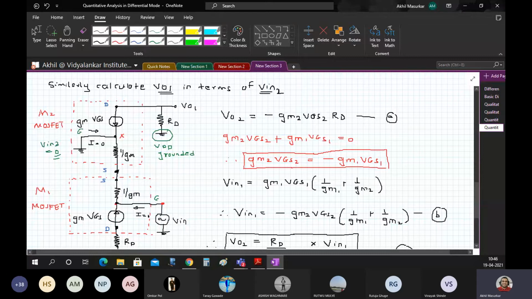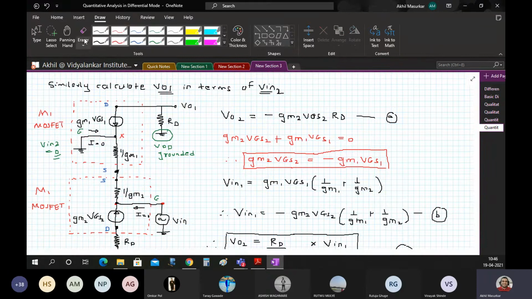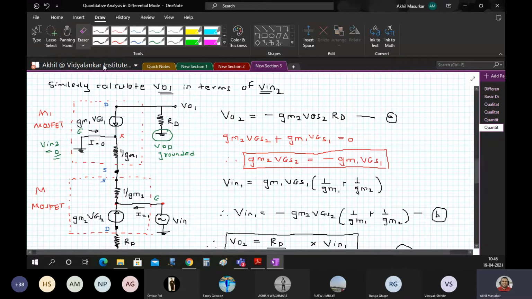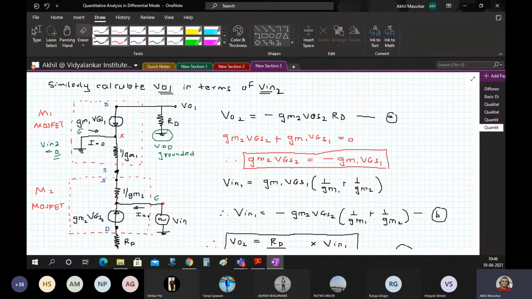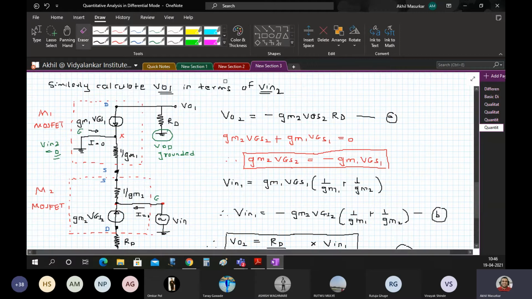So here we have V01, here this will be GM1, VGS1, 1, this will be 2, 2, 2, and M1 instead of M2. Here we will have M1, and here we will have M2. So that gives me a small variation in the circuit as well.